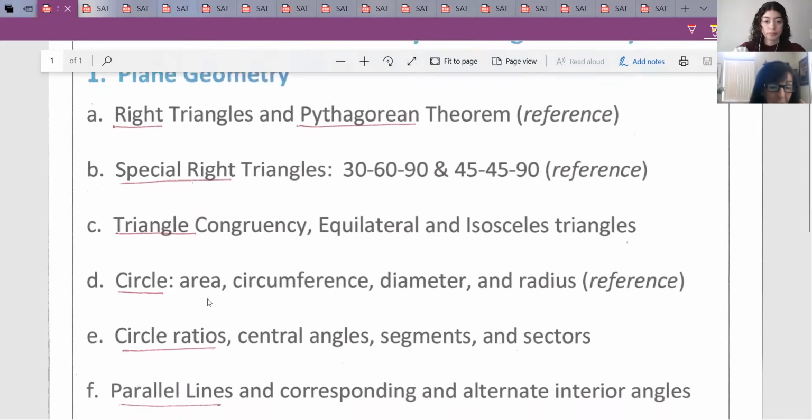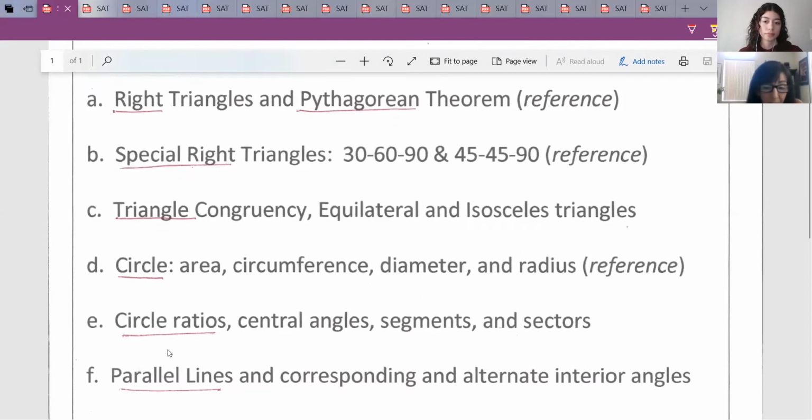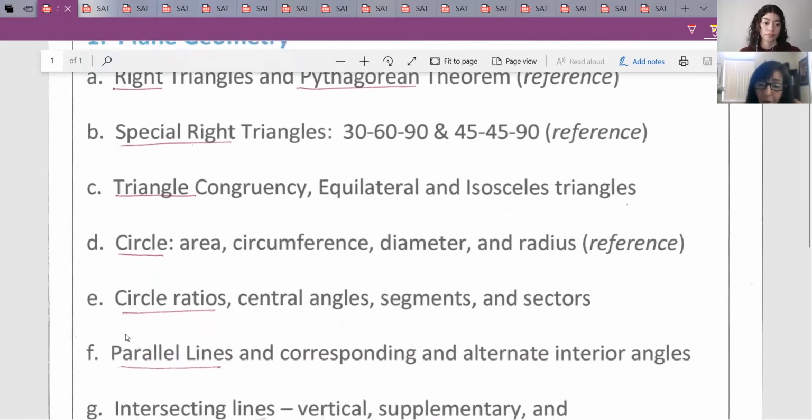The circle. In the geometry, you will find area, circumference, diameter, and radius, and those are also on the reference chart. You'll also have circle ratios, central angles, segments, and sectors. You don't need to know a special arc formula, but you do need to know how to play with circles and play with ratios on them.